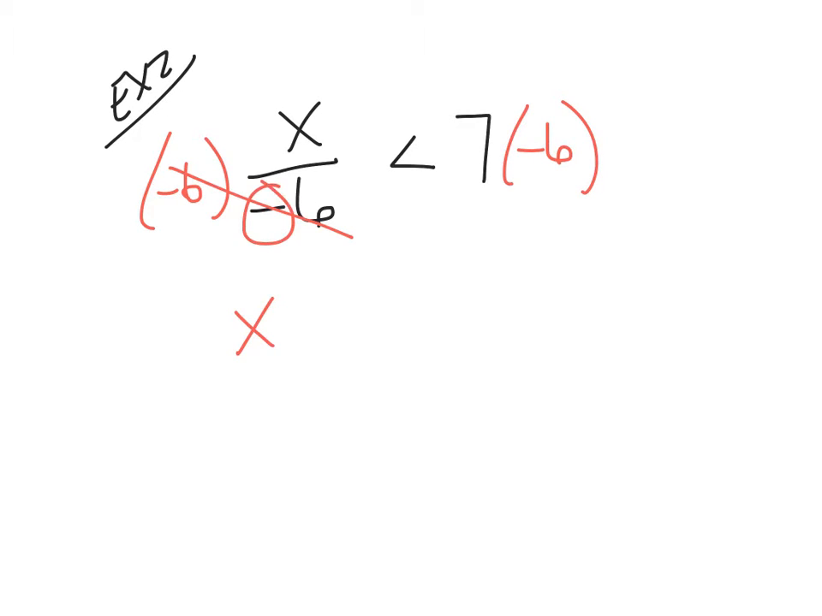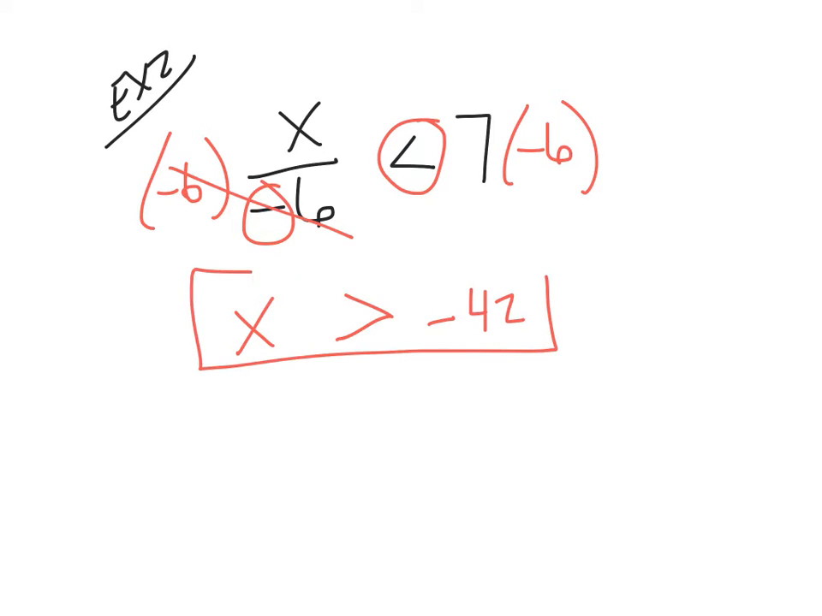Since I moved a negative, this sign is going to flip, so then it becomes greater than instead of less than. And then negative 6 times 7 would be negative 42. So then your answer is x is greater than negative 42.